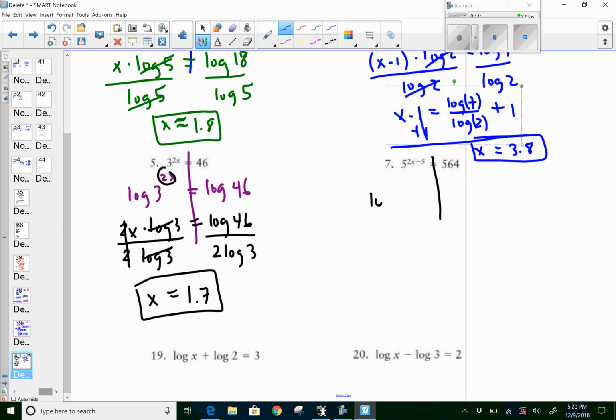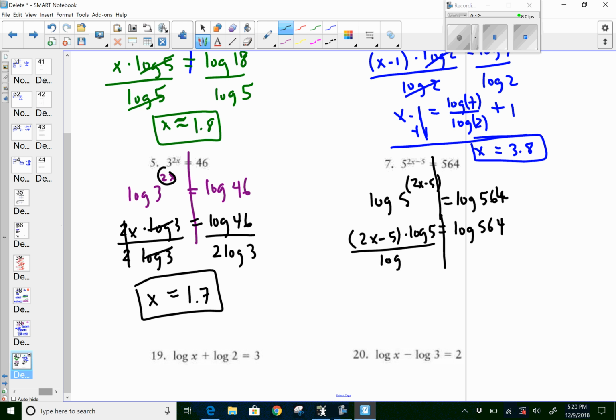Same thing here, log 5 to the 2x minus 5 is equal to log of 564. If you're using the calculator for this to check it, you're going to have to change your y up to like 570. But anyway, let's just do it without that. So that allows this to get kicked to the front. So I have 2x minus 5 times log of 5 is equal to log of 564. I want to get this x by itself by dividing both sides by log of 5. That'll allow us to cancel that out.